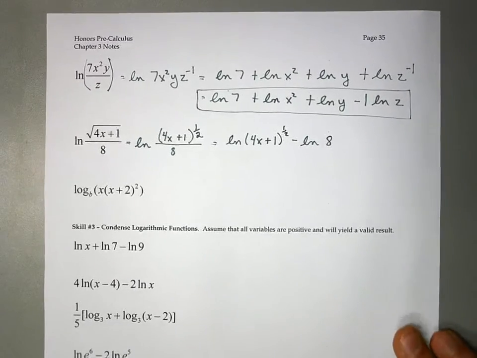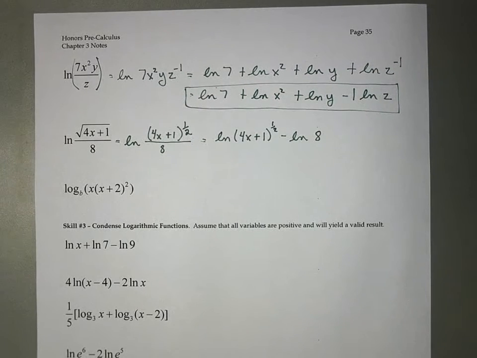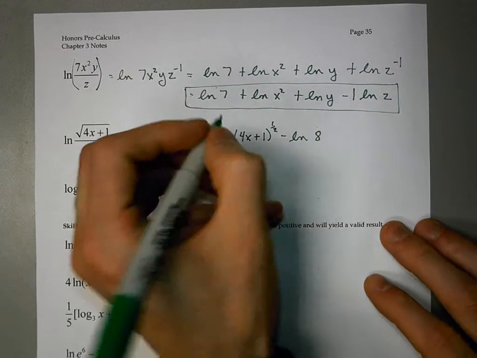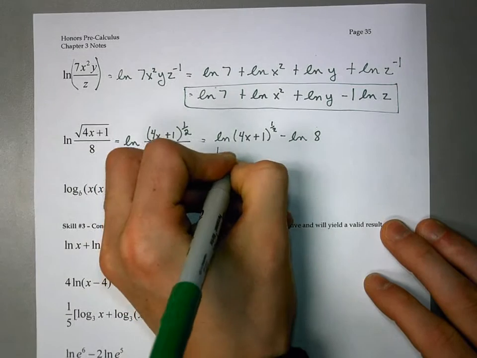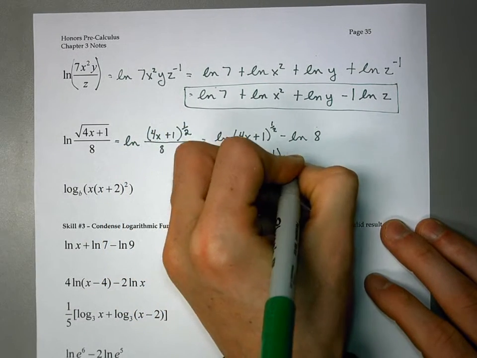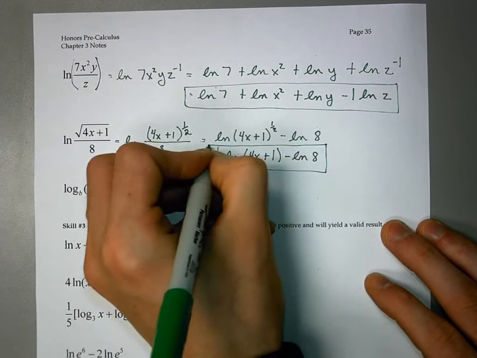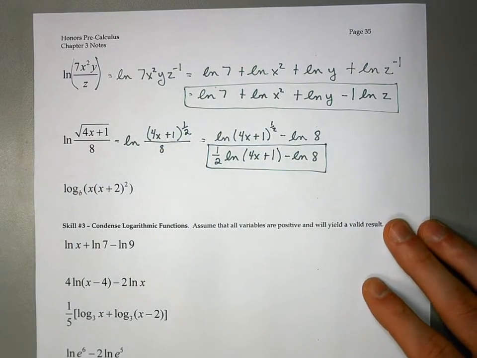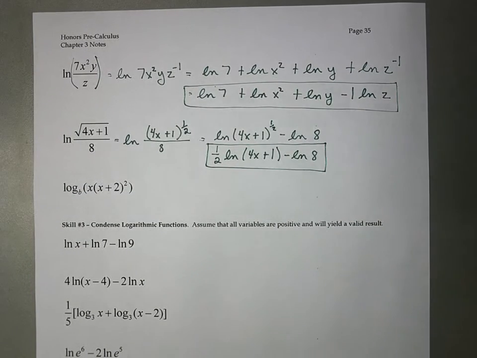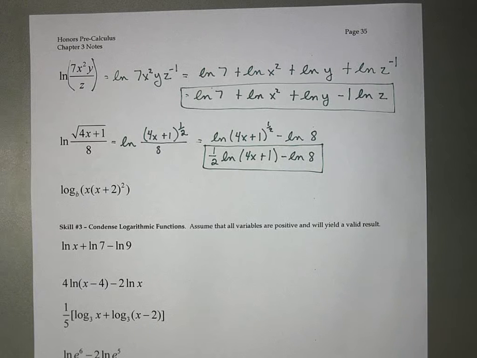So the quotient property, the ln of 4x plus 1 raised to the 1/2 minus the ln of 8. There's my quotient property. And then I can apply my power property. So 1/2 ln of 4x plus 1 minus the ln of 8 is going to be my fully expanded expression. There is no rule that says I can distribute an ln into this quantity, so the quantity has to remain as is.